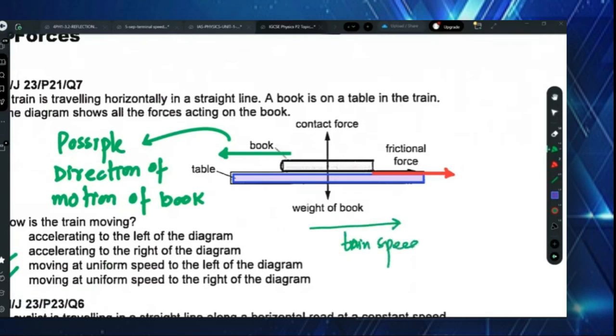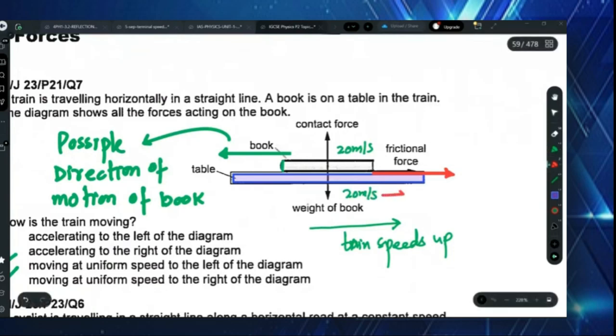The train speeds up, and the book does not have any engine. That's why the book's velocity is the same. For example, suppose the book's speed is 20 meters per second, and the speed of the train was 20 meters per second. Now the engine of the train applies some force, and its speed becomes 25 meters per second. From where will this 25 meters per second come in the book? Will this book be able to gain that speed? No. So what will happen?